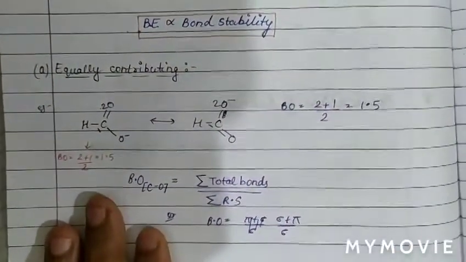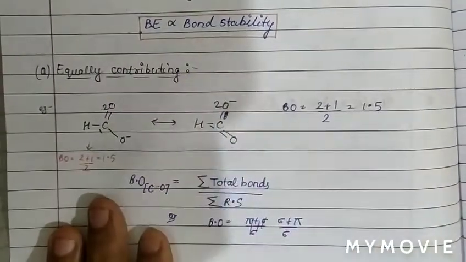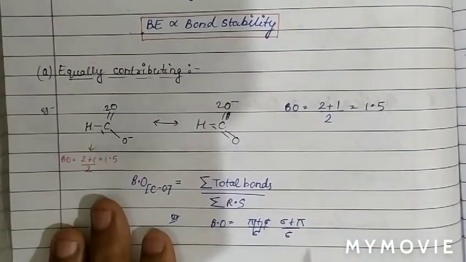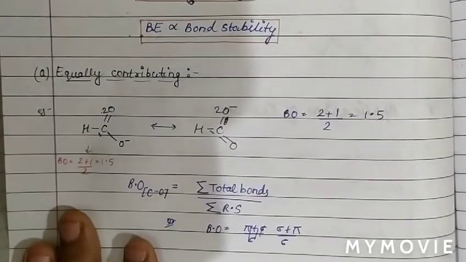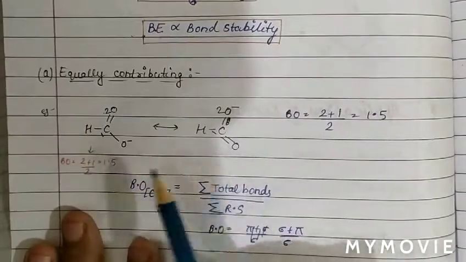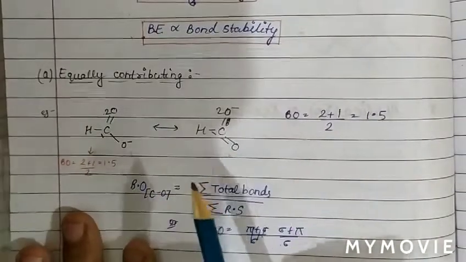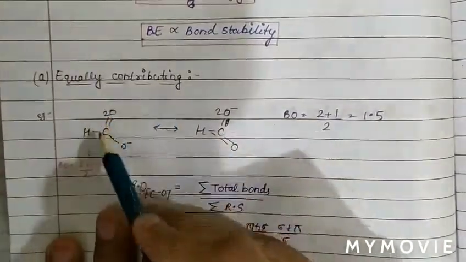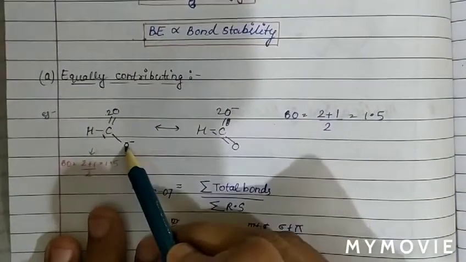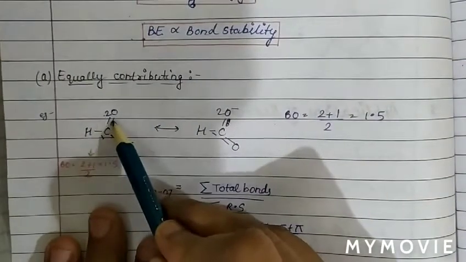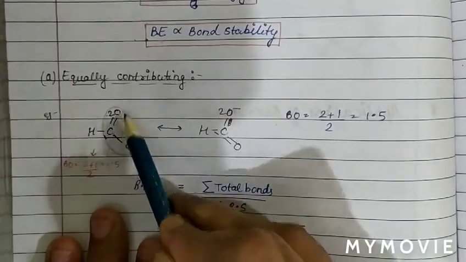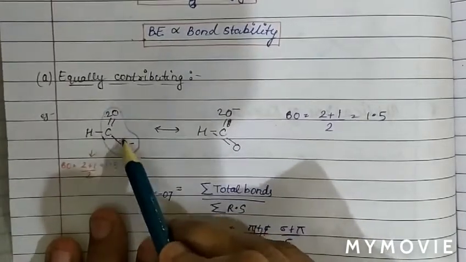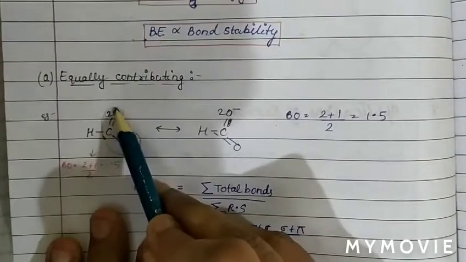We are calculating the bond order of equally contributing structures. Basically there are 2 types of resonating structure: one is equally contributing and one is unequally contributing. What is equally contributing? When the energy of the molecule or ion is the same, then we call it equally contributing. As we can see in this case, O negative, then a single bond, and then a double bond. So basically this is a conjugated system. Now this electron pair will shift in between these 2 atoms, and this pi bond will break.